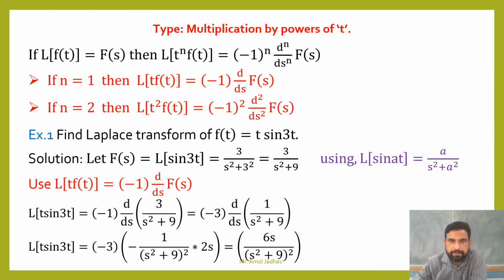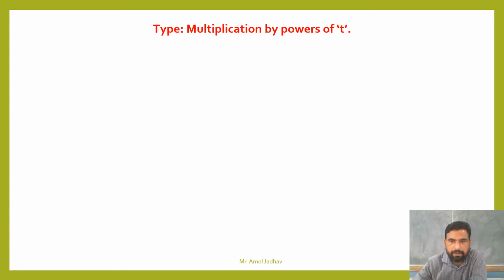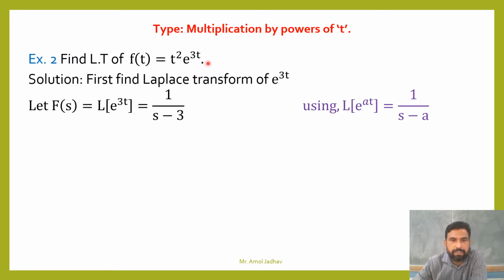Second example. Find the Laplace transform of f of t equals t square into e raised to 3t. Here the power of t is 2, so use the multiplication by power of t rule. Let e raised to 3t be f of t, and F of s is the Laplace transform of e raised to 3t, that is 1 upon s minus 3, because the Laplace transform of e raised to at is 1 upon s minus a.